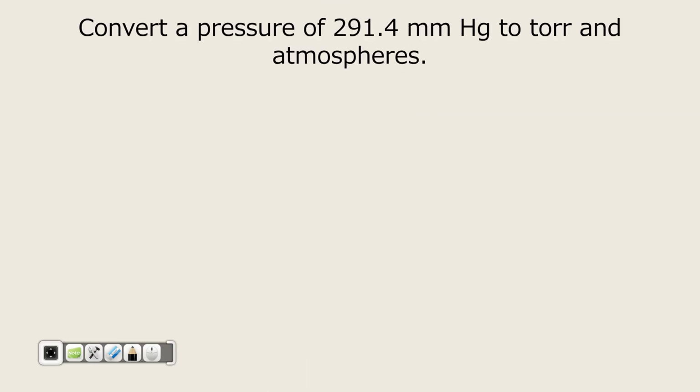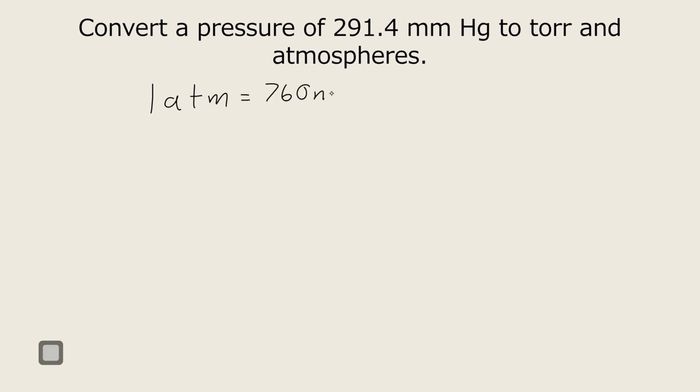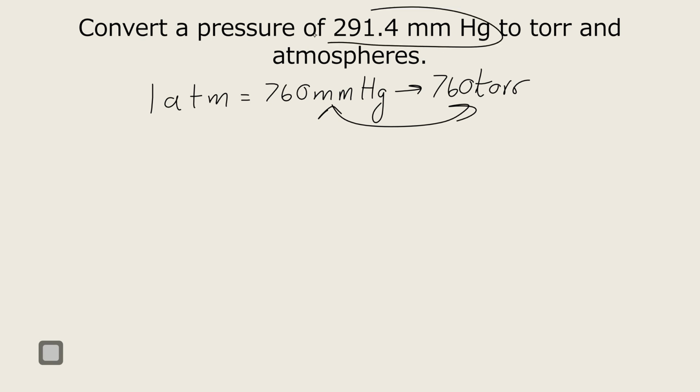So let's try a couple problems here. This is just making us do conversions real fast. Let's convert 291.4 millimeters of mercury to torr and atmospheres. Well, our conversion is 1 atm equals 760 millimeters of mercury, which equals 760 torr. So that means millimeters of mercury and torr are the same thing. So your answer for 291.4 to torr is 291.4 torr. So you don't have to do anything there.